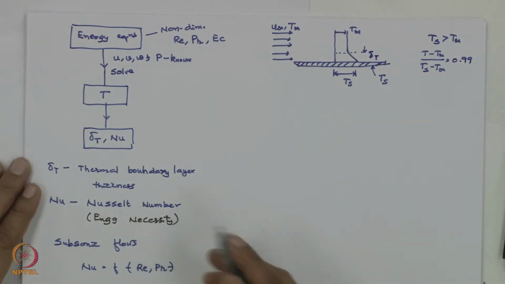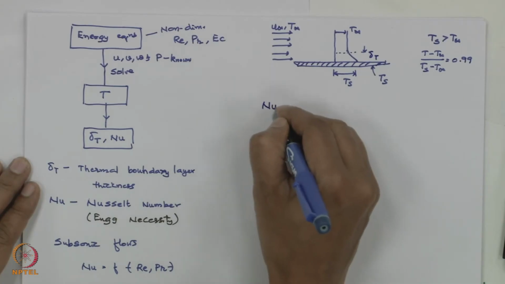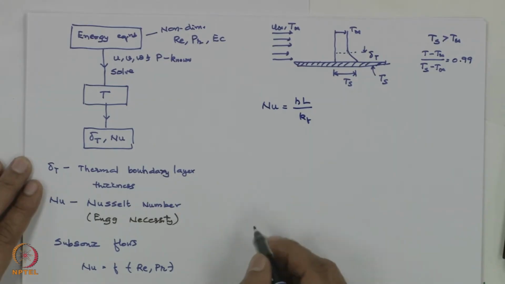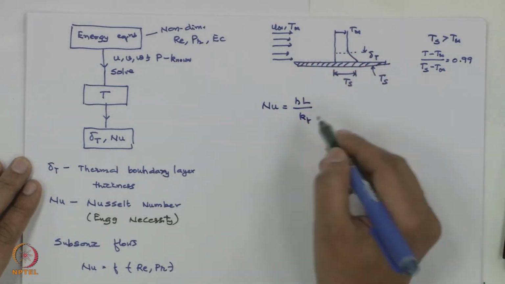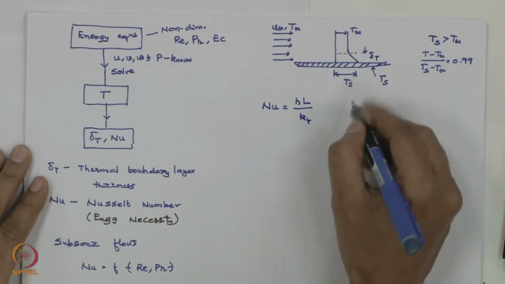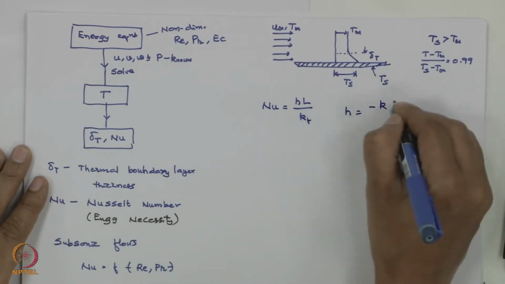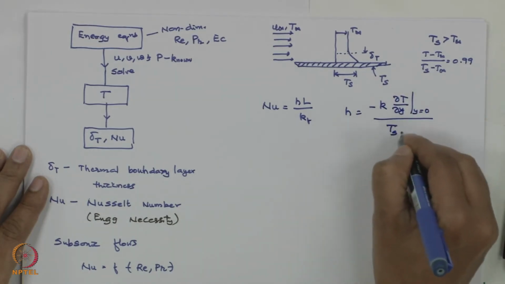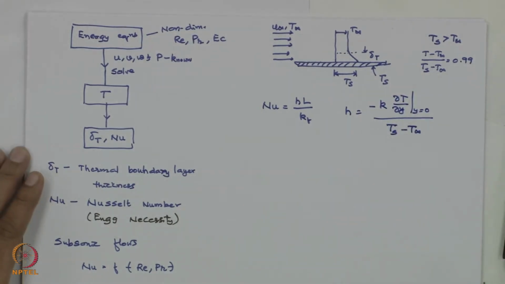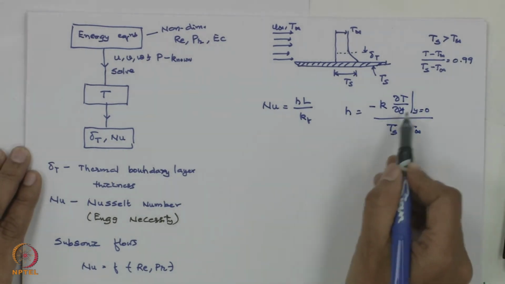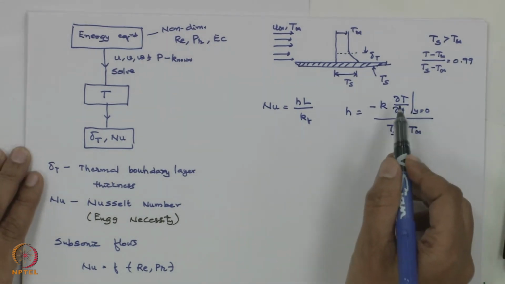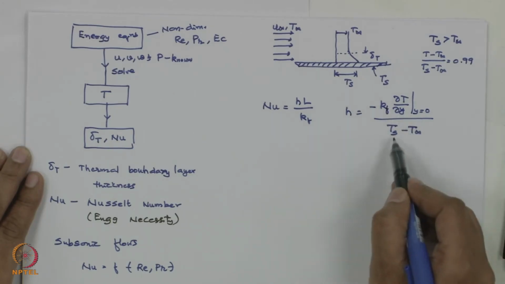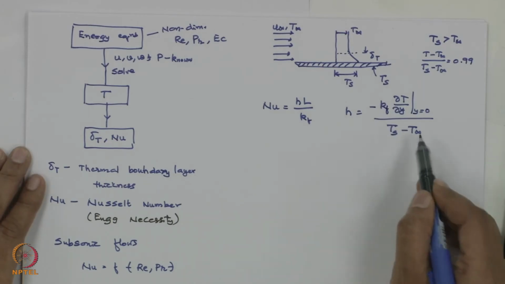Okay. So, now what is Nu? Nu is equal to hL by kf. kf is the thermal conductivity of the fluid, because it is in this thermal boundary layer that conduction is happening. So, what is h? h is equal to minus k del T by del y at y equal to 0 upon Ts minus T infinity. If you recollect, in the very first module we introduced the definition of h. So, this is h. h is the heat transfer coefficient, kf is the thermal conductivity of the fluid, Ts is the surface temperature, T infinity is the free stream temperature.